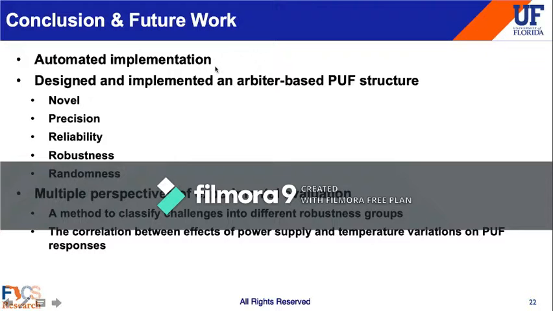In conclusion, we have automated implementations. We designed and implemented an arbiter-based PUF structure, which is novel, precise, reliable, with robust responses, and also ensures randomness. We also consider multiple perspectives of experimental evaluations, like the method to classify challenges into different robustness groups, and the correlation between the effect of power supply and temperature variations on PUF responses.